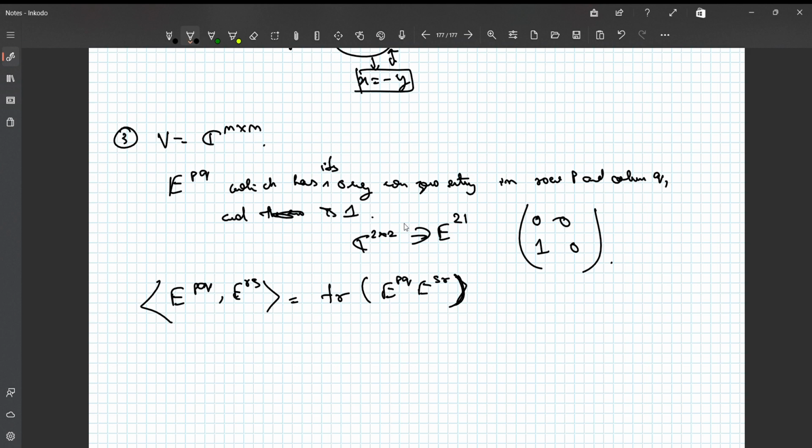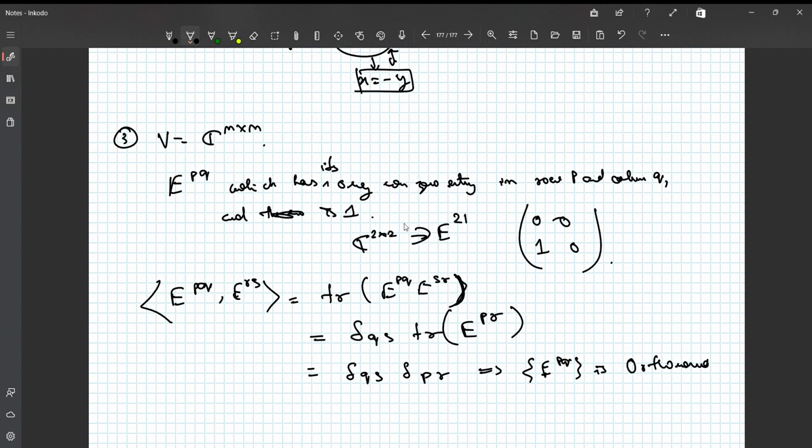Because there is no concept of a conjugate here, all we are talking about are real entries. If you find the trace of this, then observe that it comes out to be delta QS times the trace of EPR, but then trace of EPR is delta PR. Obviously that is indeed an orthonormal set, which implies that the collection of elements EPQ is orthonormal, right?